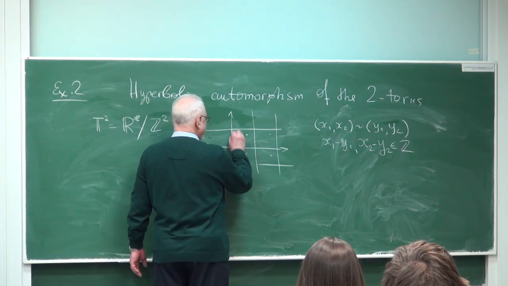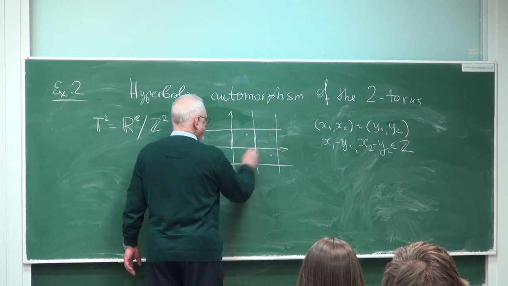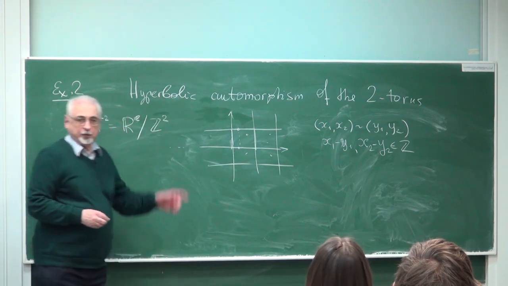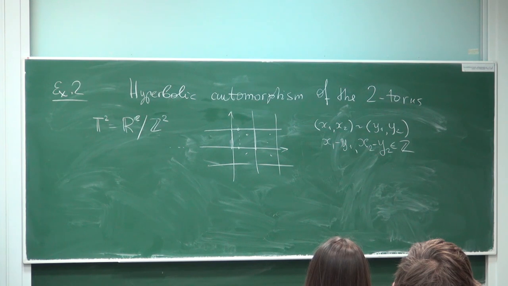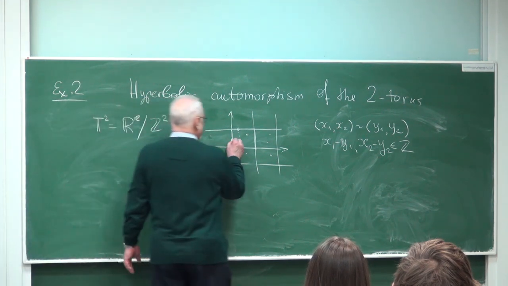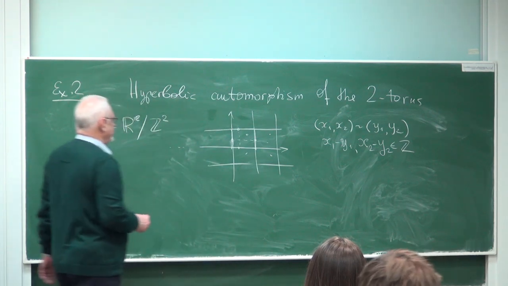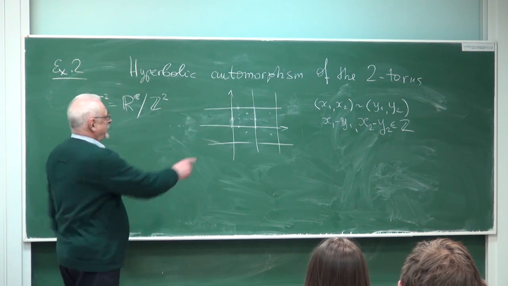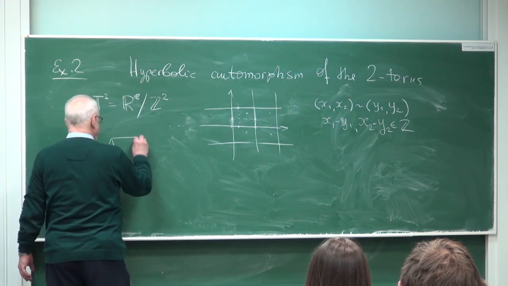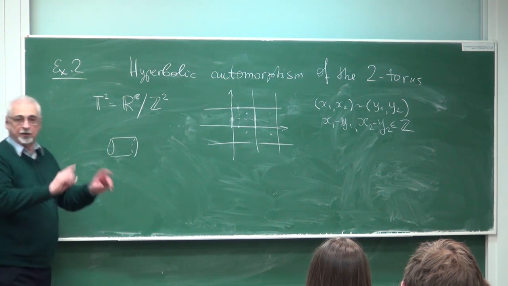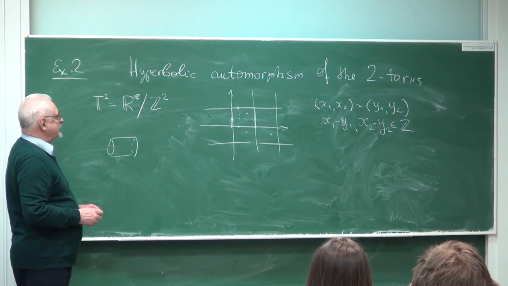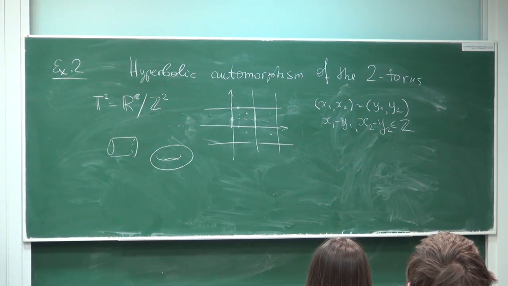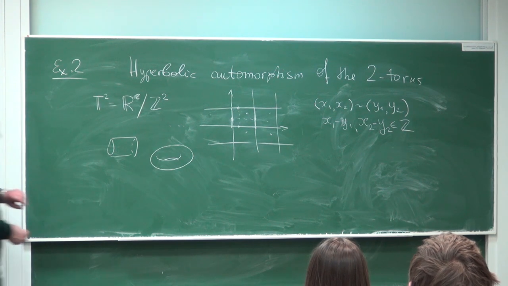I take this square, I identify points of the upper and lower sides and also of the right hand and left hand sides. First, when I identify, I get a cylinder, and then I identify the circles and get the two-dimensional torus.